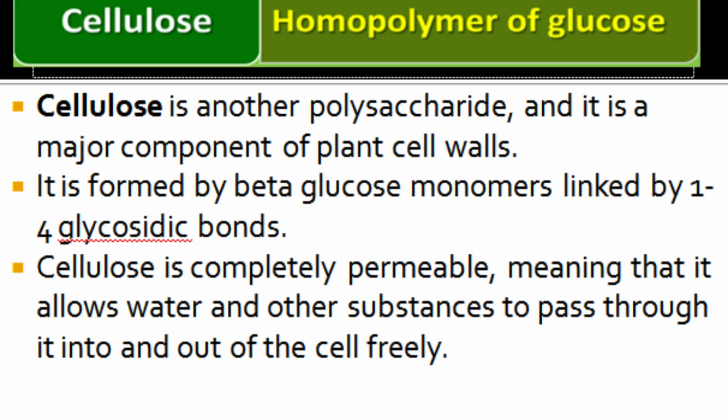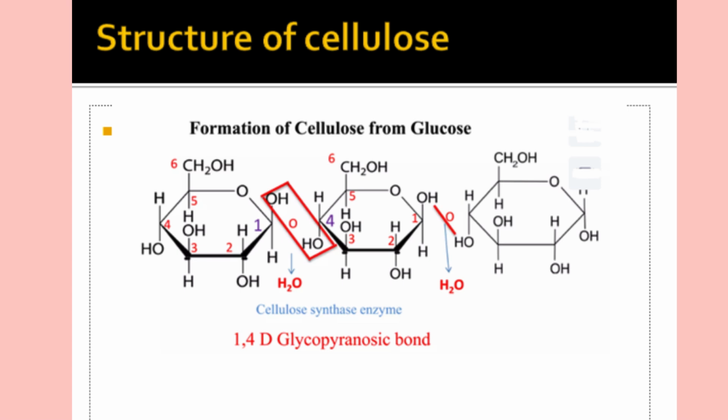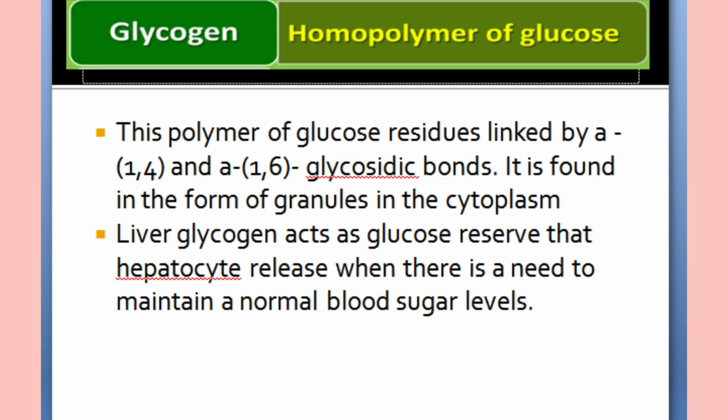Cellulose is another polysaccharide, and it is a major component of plant cell walls. It is formed by beta-glucose monomers linked by 1-4 glycosidic bonds. Cellulose is completely permeable, meaning that it allows water and other substances to pass through it into and out of the cell freely.